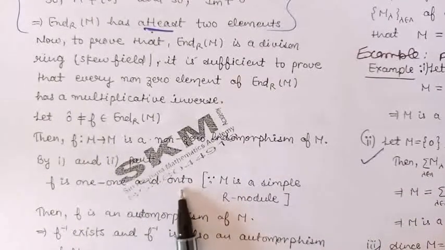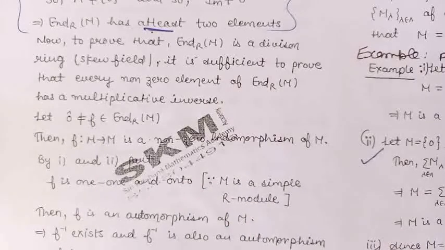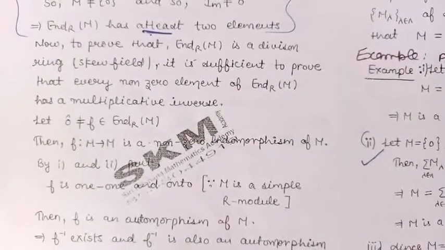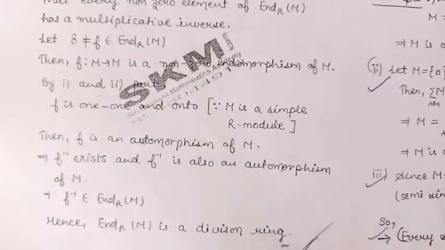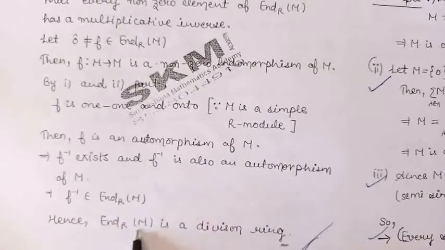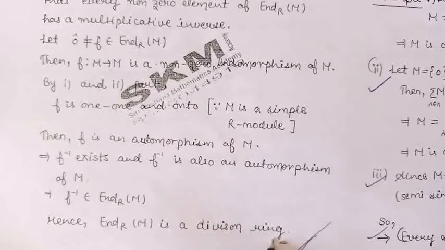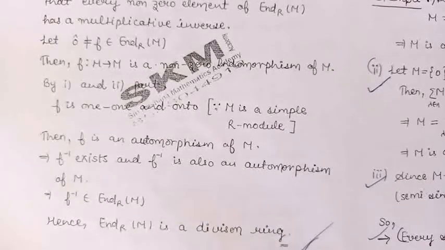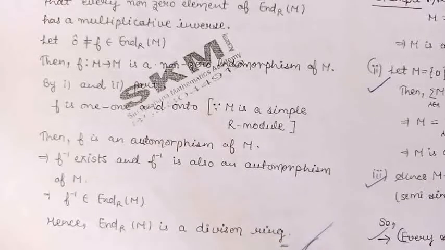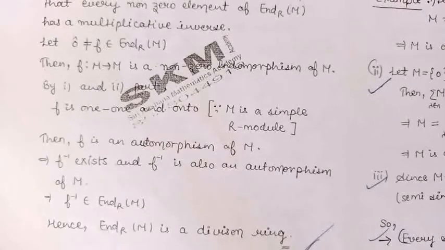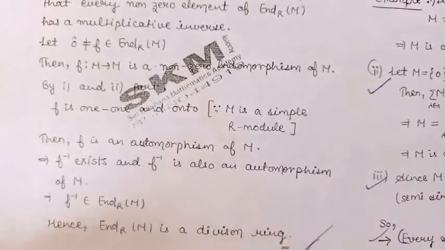And therefore we can say that f is invertible, and f inverse will also be an automorphism of M. And so by definition we can say that the ring of endomorphisms of M is a division ring. So this completes the proof of Schur's lemma, and this is an important lemma. This completes the topic simple modules.